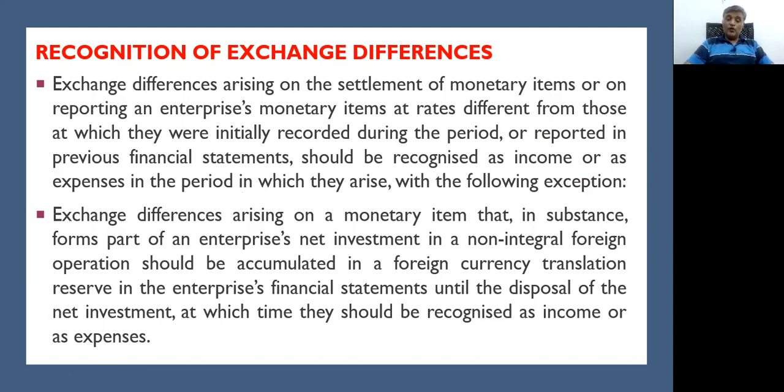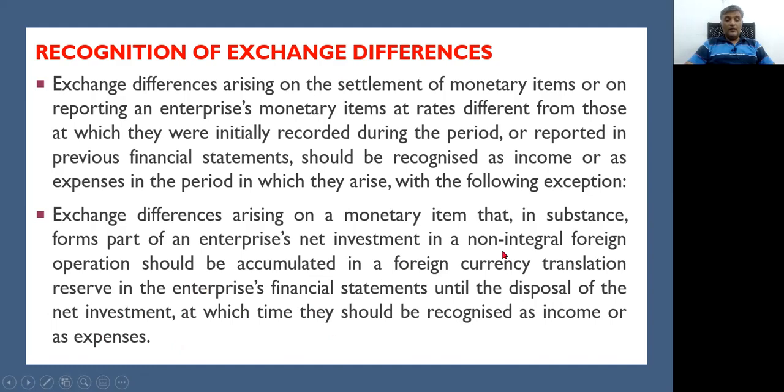Similarly, if the rate is 44 instead of 45, I gain 10,000 rupees, right? So that will be taken as an income. Okay, but what is the exception? That exception relates to a non-integral foreign operation. It says exchange differences arising on a monetary item that in substance forms part of an enterprise's net investment in the non-integral foreign operation should be accumulated in a foreign currency translation reserve in the enterprise's financial statements until the disposal of the net investment, at which time they should be recognized as income or an expense.